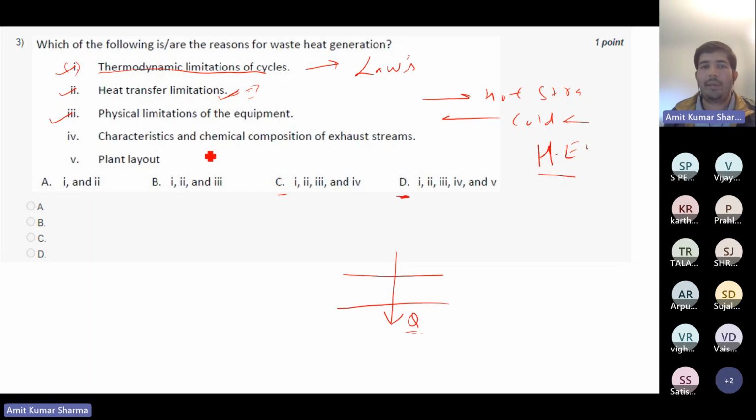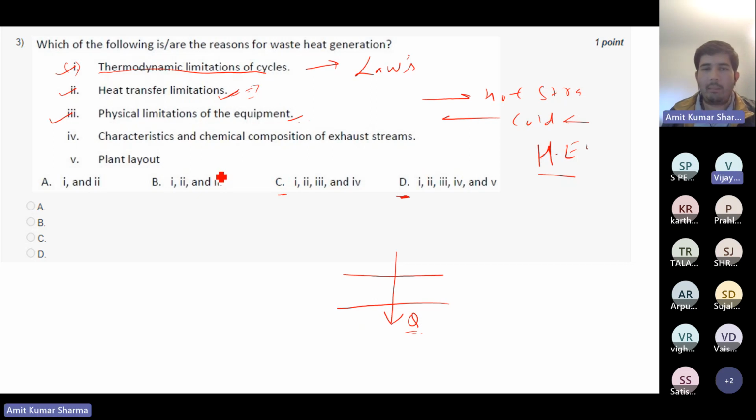So one is physical limitation. Suppose the equipment which we are using, that will come under the physical limitation. Suppose we are using some equipment and that equipment is not able to transfer the complete heat. So is it only due to the equipment that we are not able to transfer the complete heat, or are there still some other limitations due to which we are not able to transfer the complete heat? Just think about that aspect.